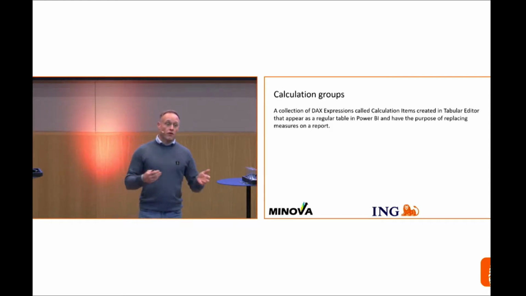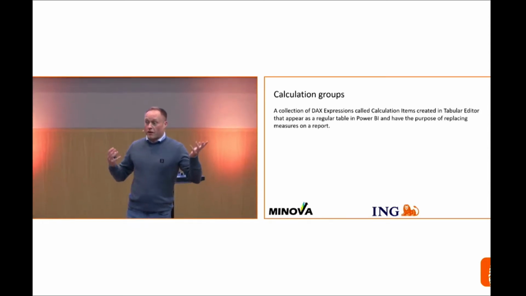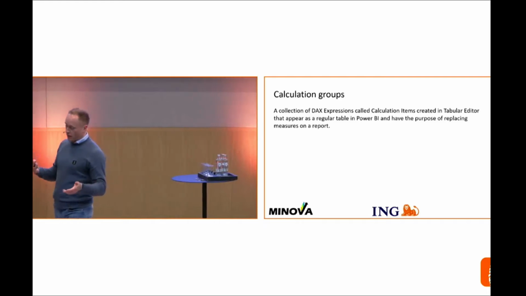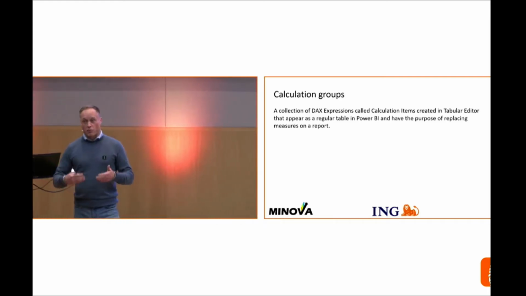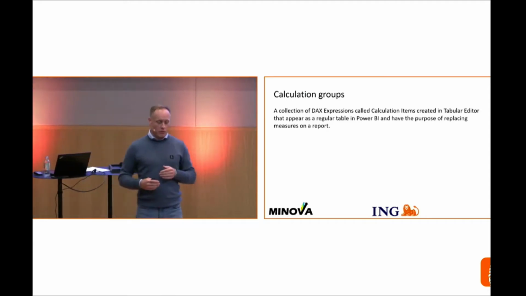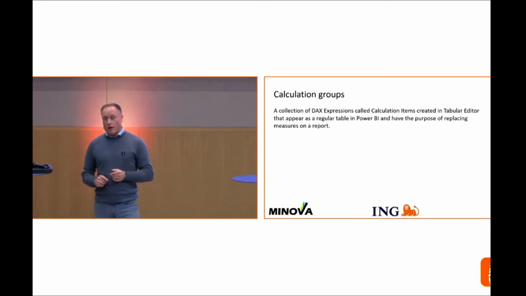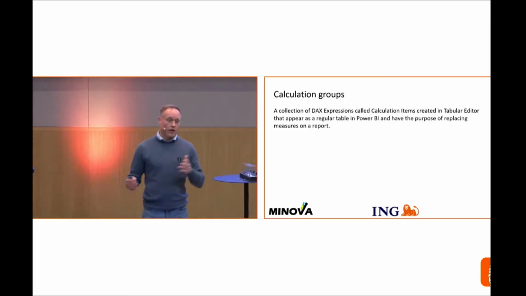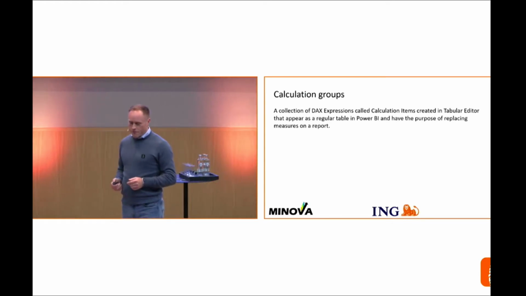And so a tabular model does allow for this functionality. However, out of Power BI, you simply are unable to access it. So what you're going to do, you use an external tool, in this case Tabular Editor, and then you can access calculation groups and build them and add them to your tabular model and use them in Power BI. That appears as a regular table in Power BI, and has the purpose of replacing measures on a report. So you got a measure and a calculation group is going to replace that measure by something better, hopefully.